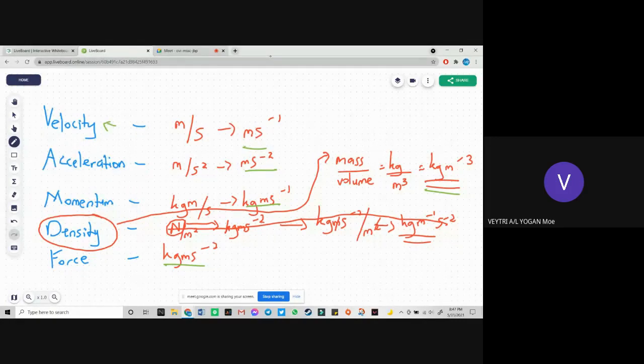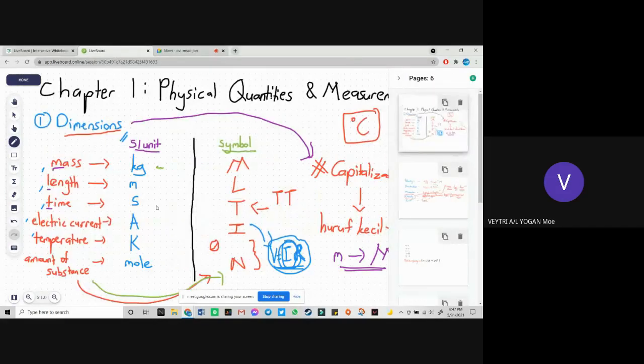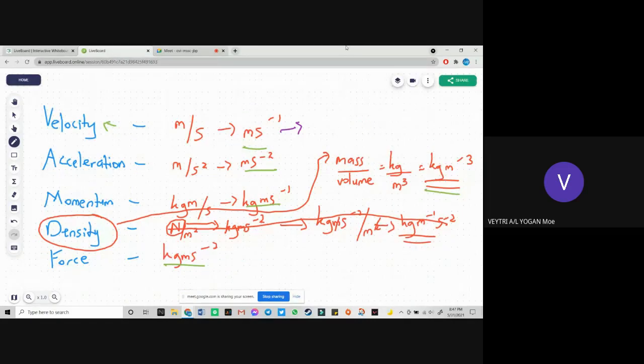What is the dimension of velocity? Remember, over here we have learned m is length. You just convert it to L. Earlier, S is the SI unit for time. You just convert it to T. So in here, what do you think will be the dimension of velocity? LT minus 1. Yep, LT negative 1. That's the basic idea.